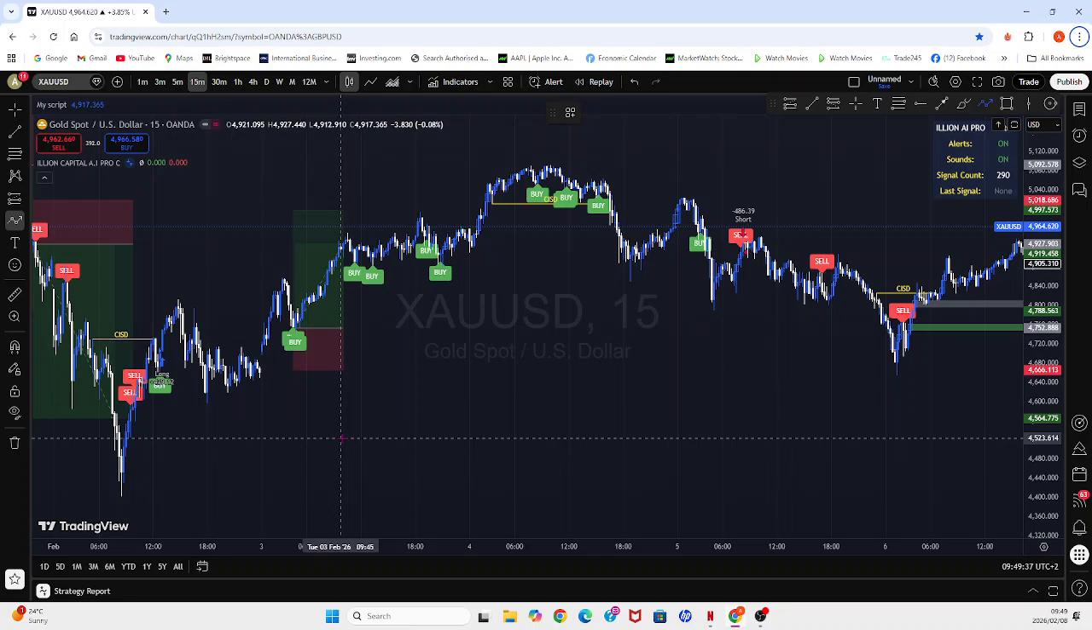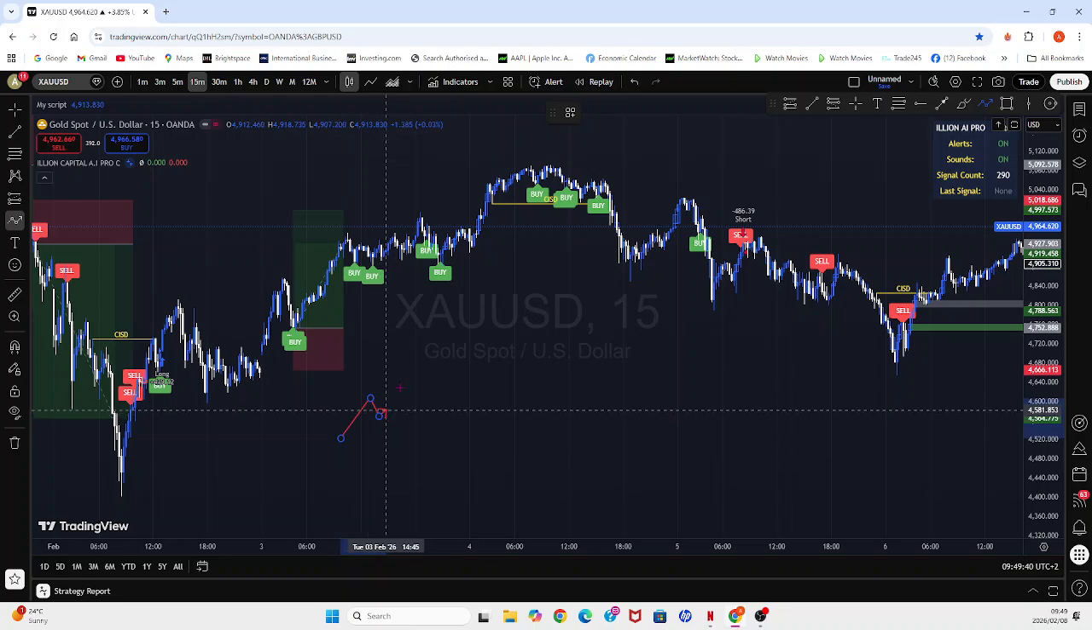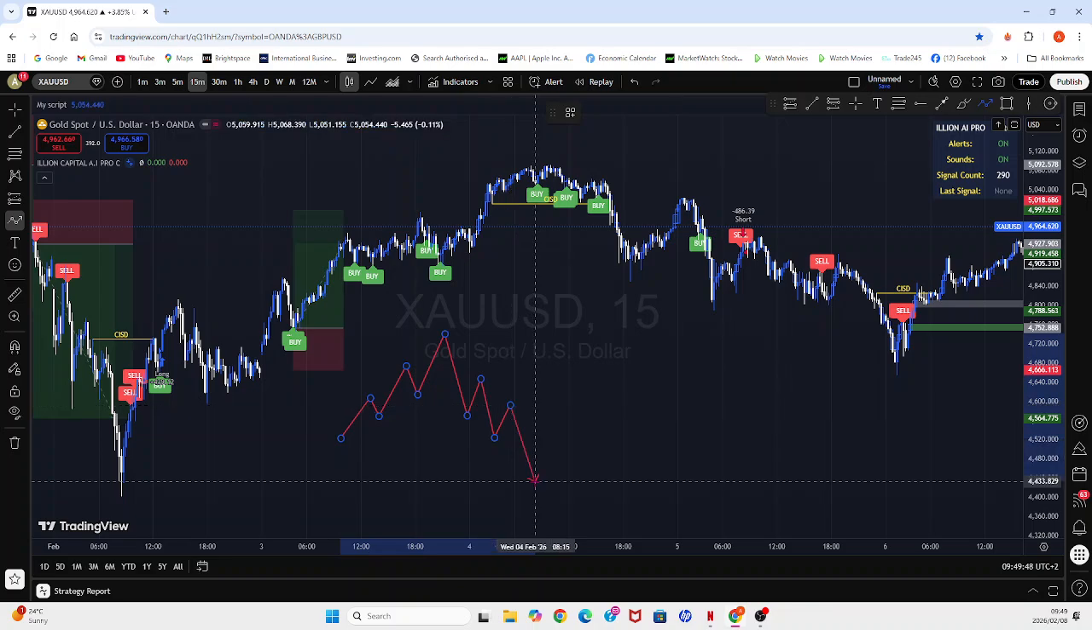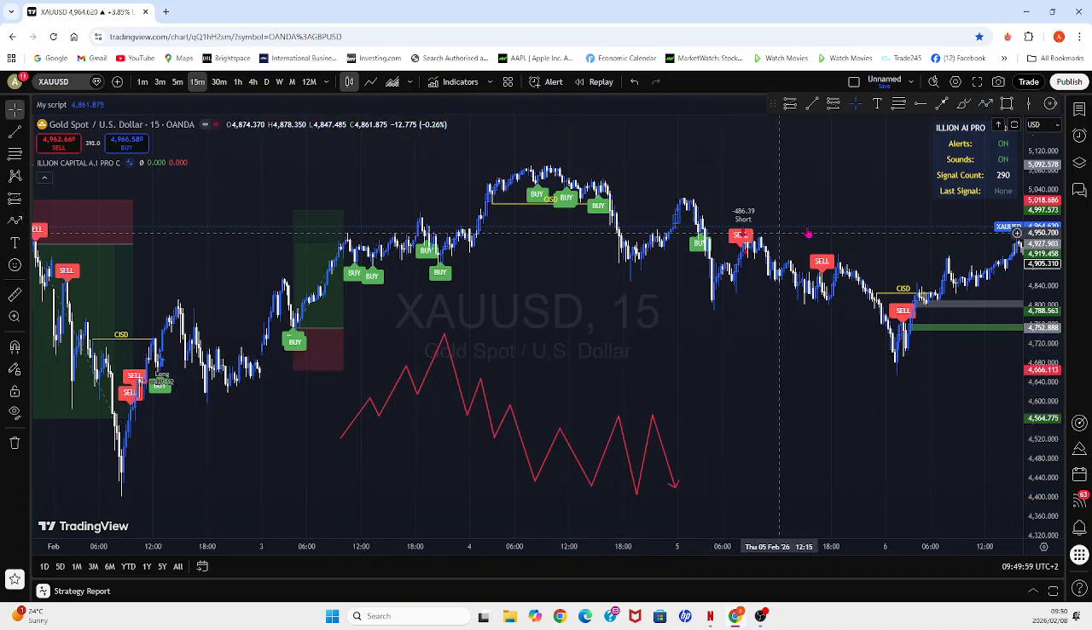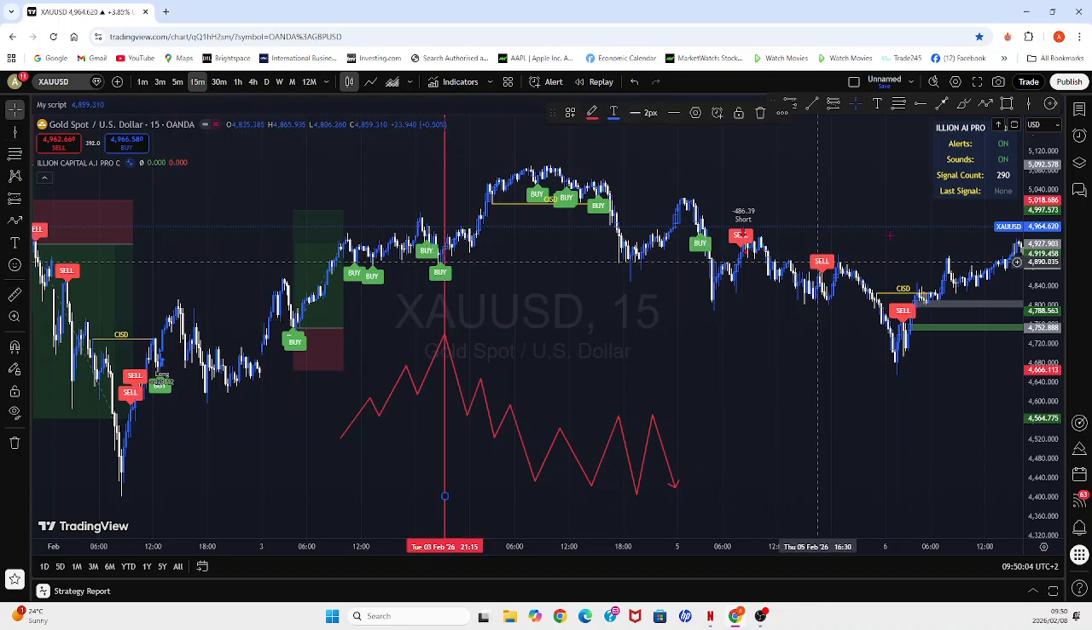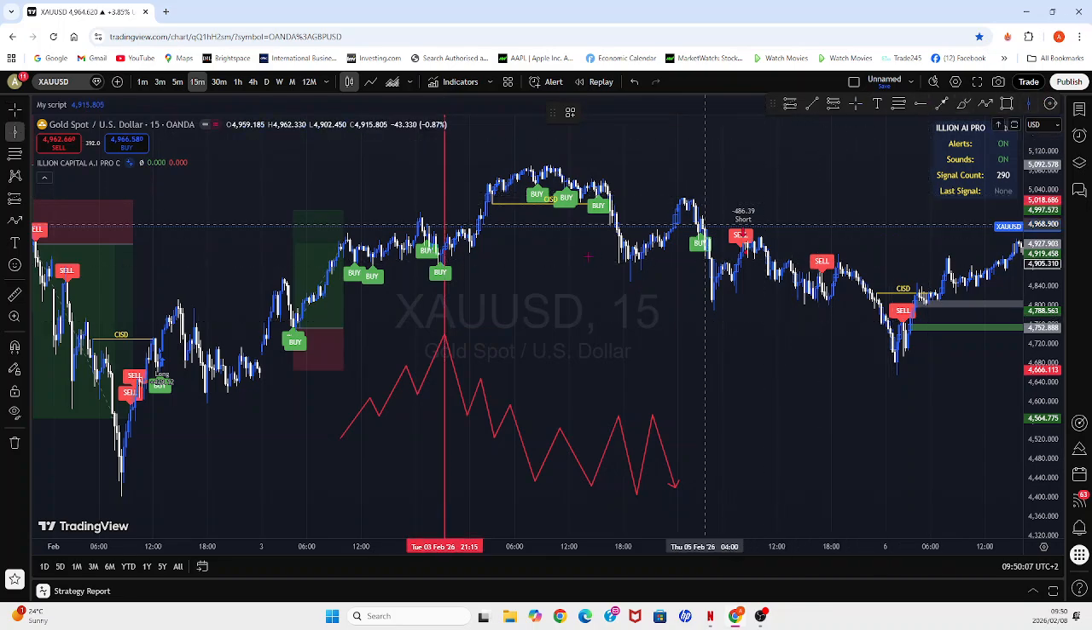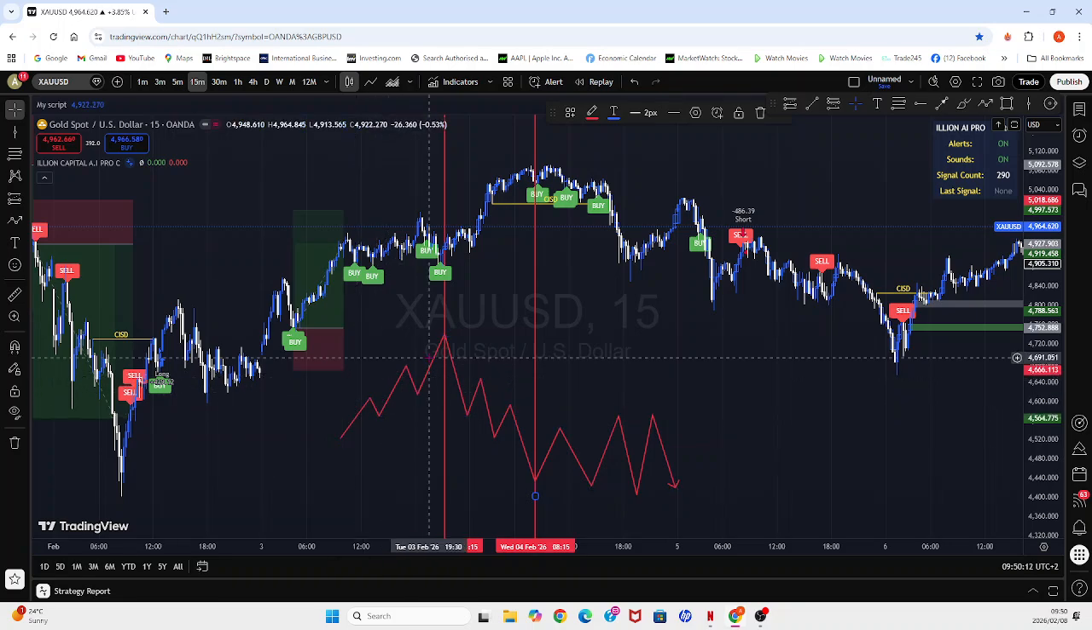I'm sure you know the market always moves in phases. Either it's trending upwards, making higher highs and higher lows, or it's trending downwards, making lower highs and lower lows, or it's moving in a ranging state. As long as you understand these three states of the market: number one, your uptrend; number two, your downtrend, which is this phase right here. This is the uptrend, this is the downtrend, and this is when the market is ranging.